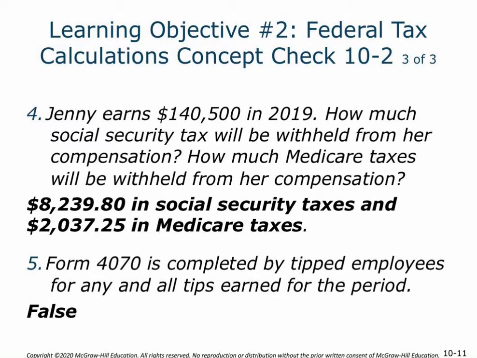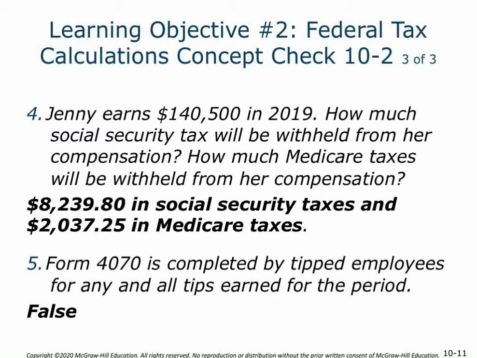Learning objective 4. Ginny earns $140,500 in 2019. How much Social Security tax will be withheld from her compensation? How much Medicare taxes will be withheld from her compensation? So Social Security is going to be withheld at 6.2%, but only up to $132,900. So if we take $132,900 times 6.2%, we'll get $8,239.80. And for the Medicare taxes, there's no limit. So we'll take $140,500, the total amount she earned, and multiply that by 1.45%, and we'll get $2,037.25.